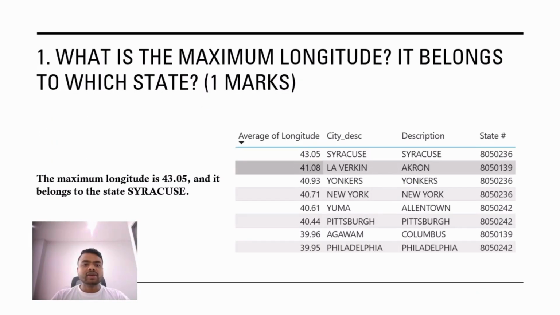So the first question is, what is the maximum longitude and which state does it belong to? For our first question, we identified that the maximum longitude in the data set is 43.05, which corresponds to the city of Syracuse. We used Power BI to build a table from the transactions dataset and added the fields longitude, city dex, and the related description field from table 2, which holds state names. I sorted the table by the longitude column in descending order, where the highest value shown is 43.05, which corresponds to Syracuse in both the city dex and state description columns.